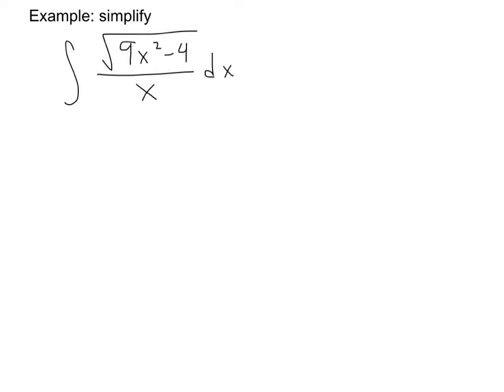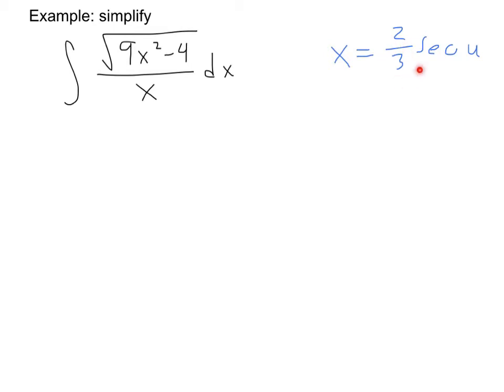The first step is to identify, so what type of substitution do I need to use here? So pause the video, at least write down what your substitution is going to be, and then check back in with the video to make sure you got the right one. Because it's a variable squared minus a constant squared, it's going to be a secant style substitution, and so I'm going to write x equals 2/3 secant u, right?